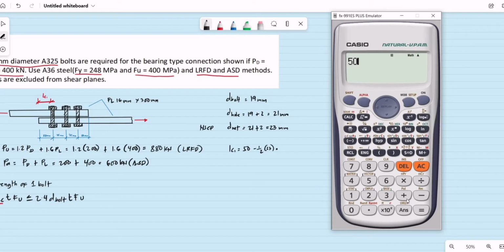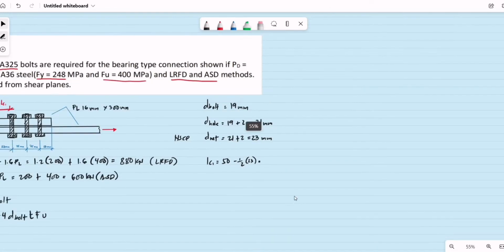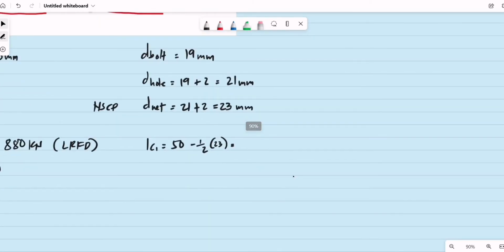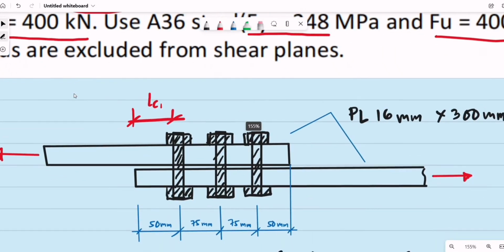This is 50 less 0.5 of 23. Okay, that is equal to 38.5 mm. So we need to consider another value of L sub C, a bearing length.